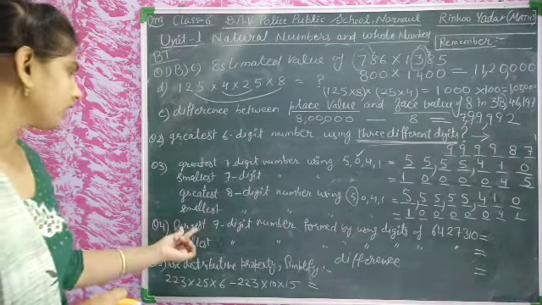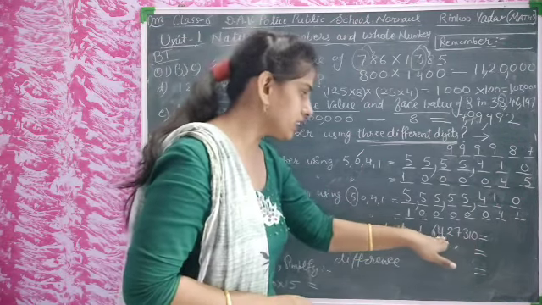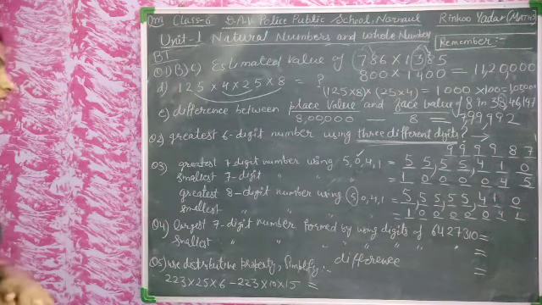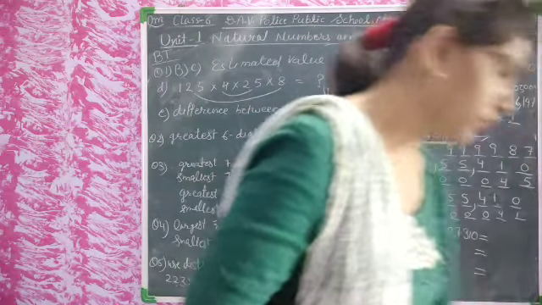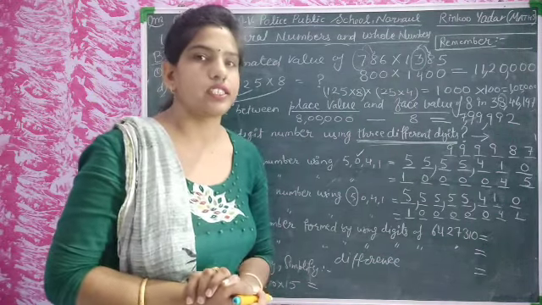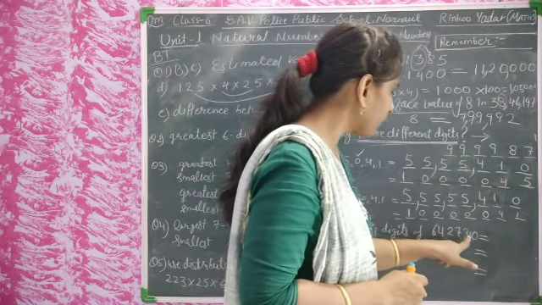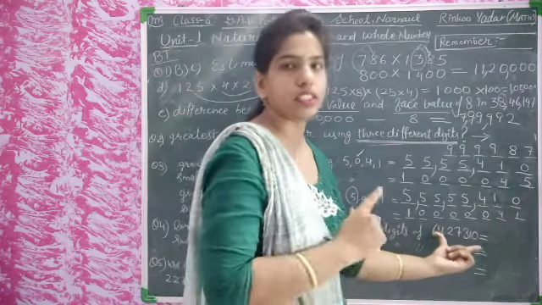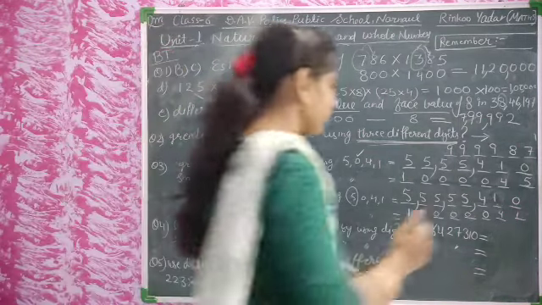Now, in the next question, form the greatest 7-digit number using the digits of this. You have to use only these digits, and you have to form the largest 7-digit number. Digits should not repeat. It must be given that digits should not repeat here, and it is asking for a 7-digit number. It means only these 7 digits are used there, nothing else.